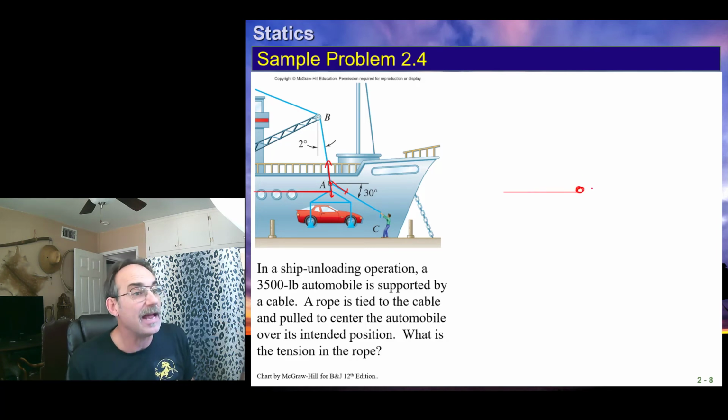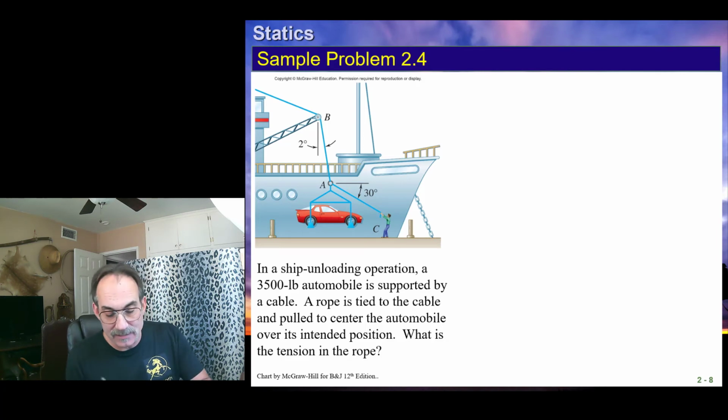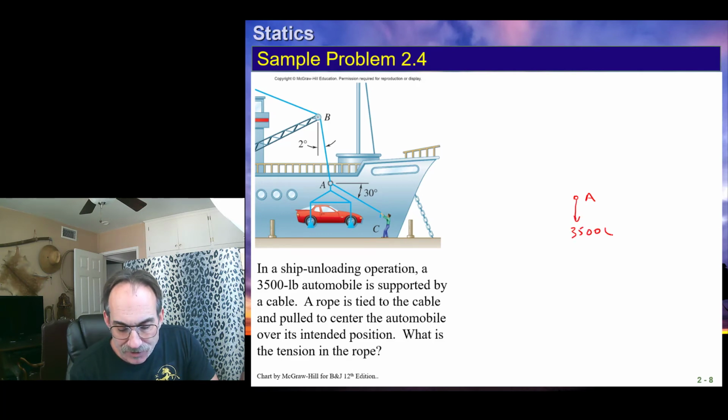Let me redraw that because I don't know why this Wacom bleeds like that, but it does. So here's our point A. We've now got the downward force aiming toward the car. That's going to be 3,500 pounds. It's straight down. We're going to have this force along this line, which if we draw that, we see makes an angle of 30 degrees with the horizontal. And we'll call that tension AC.